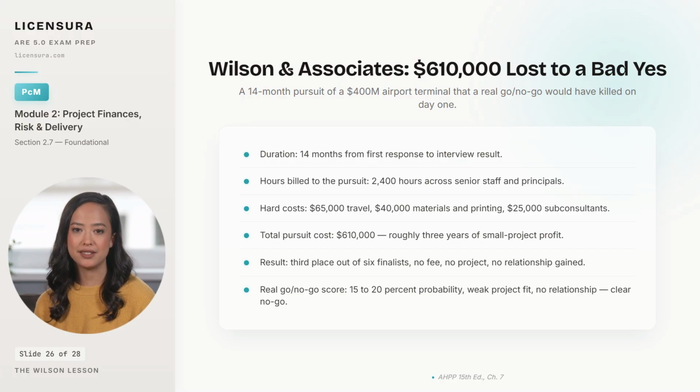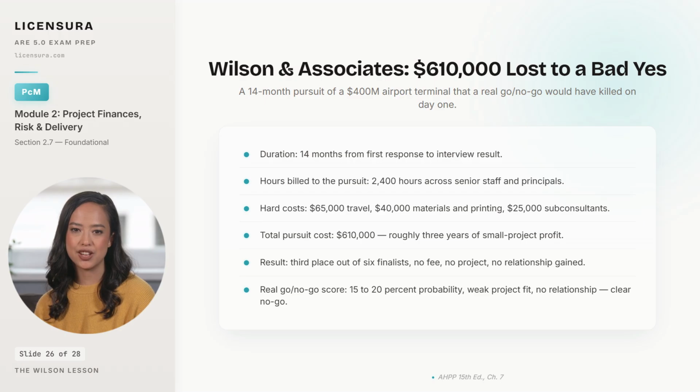But it was not bad luck. A real go or no-go analysis at the start would have shown a 15 to 20% win probability. Weak project fit because the firm had no airport experience and no existing relationship with the owner. A clear no-go. The $610,000 was not invested in winning a project. It was spent confirming what a disciplined process would have told them in week 1. That is the cost of skipping the framework. And for many firms, one chase like this triggers personal liability draws on the principals and a near bankruptcy event.